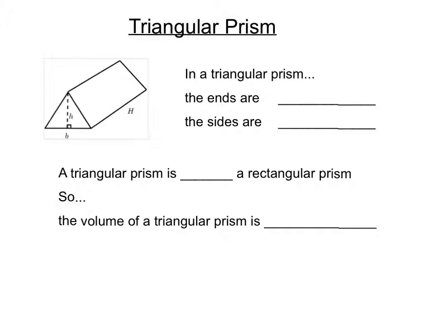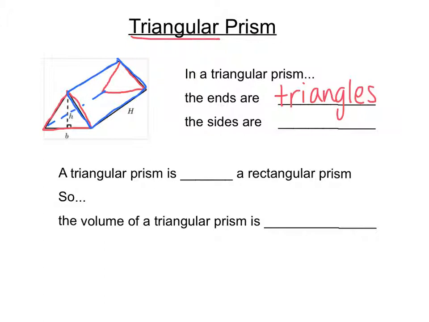This is one of our new shapes, though. And the new shape is a triangular prism. When looking at a triangular prism, notice the end on both sides are triangles, hence triangular prism. And then our sides, notice we'd have some more sides here, are rectangles.